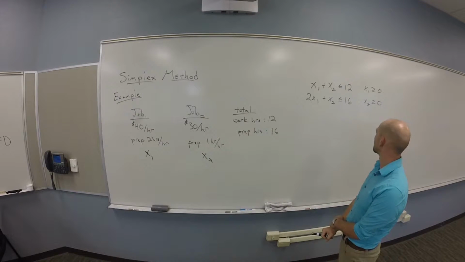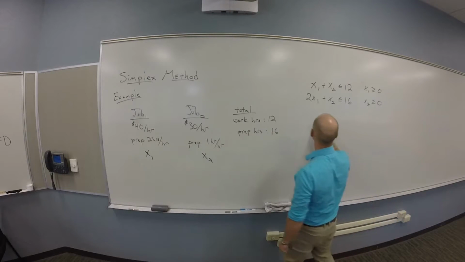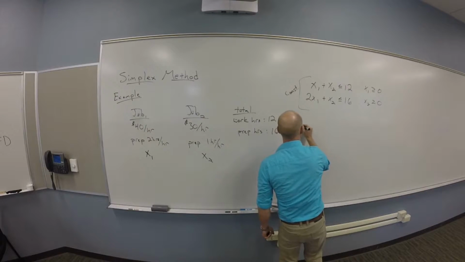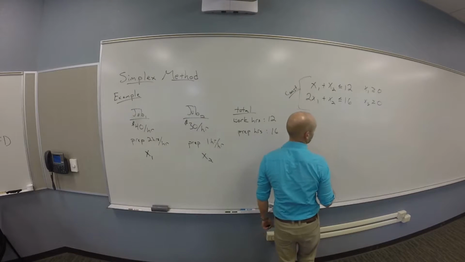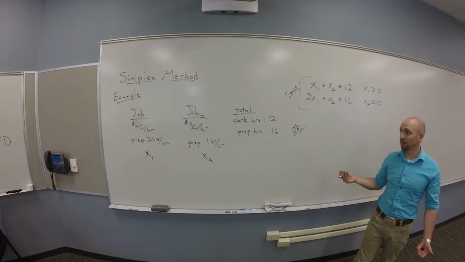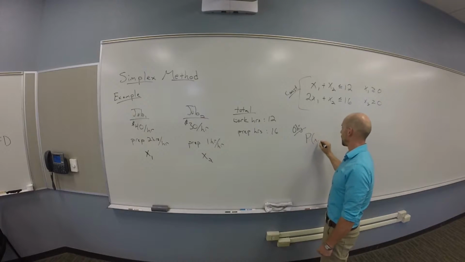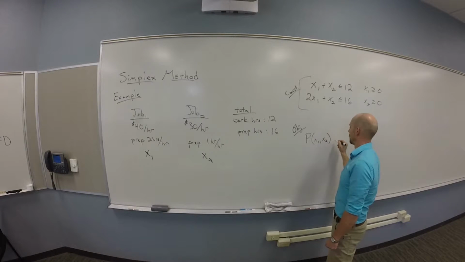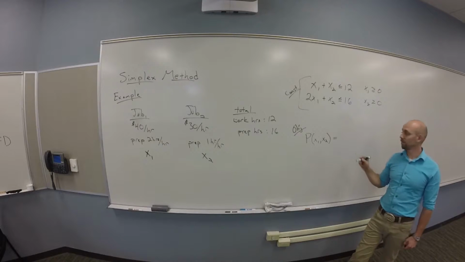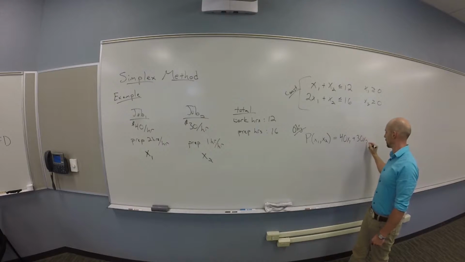Okay, what else? Objective. Yeah, there's an objective, right? So these guys are constraints. My objective equation is what? Make the most money. Yeah, I want to profit, or revenue or whatever. So profit as a function of x1 and x2 is what? 40x1 plus 30x2. Perfect.